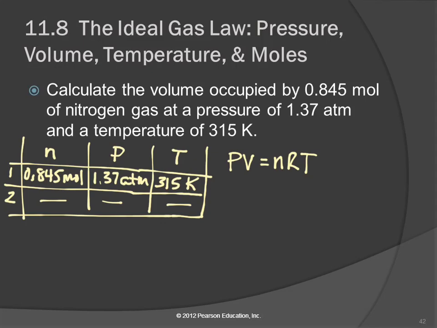The question asks, calculate the volume. So we need to rearrange this equation for volume. This equation is kind of nice because it does not have fractions in it. So we'll divide this side by P, and we'll divide that side by P because you have to do the same thing to both sides. You've got to be fair. Pressures cancel out on that side. So we have volume equals nRT over P. And then we put our numbers in.